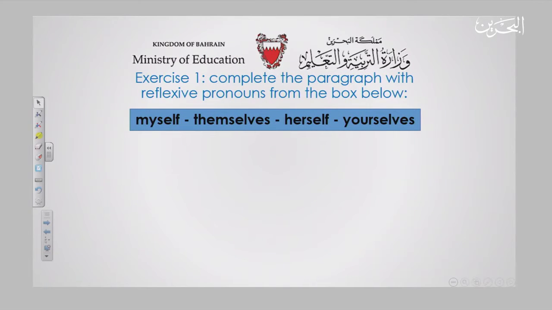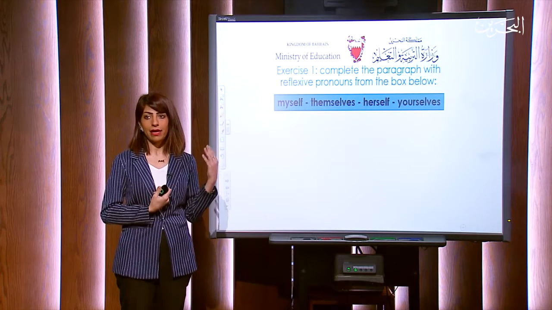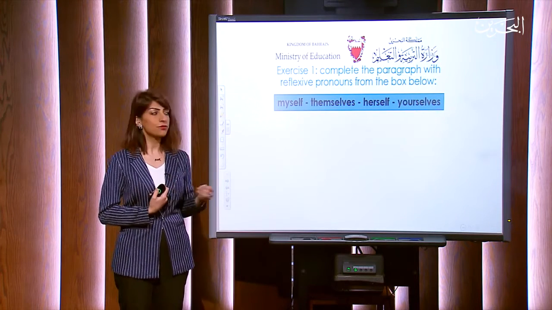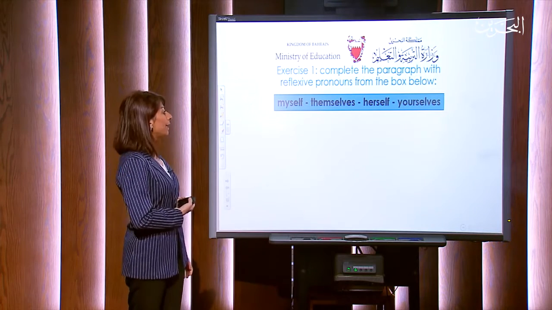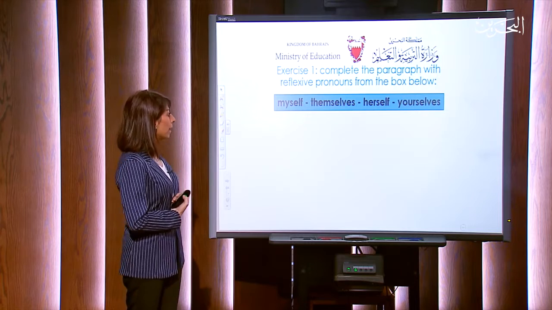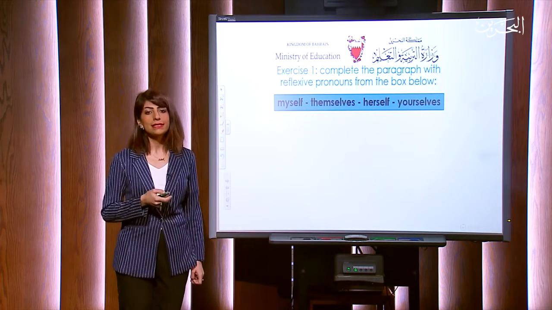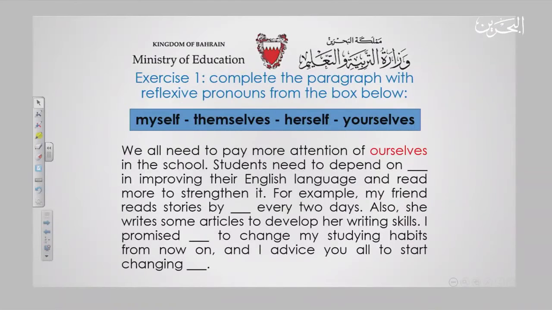I'll give you now an exercise. We're going to do this exercise together, or I'll give you 2 minutes to do it, and then we will check the answers together. Let's see. This exercise is telling you to complete the paragraph with reflexive pronouns from the blue box here. Pay attention. We have 4 reflexive pronouns: myself, themselves, herself, and yourselves, which is plural. So, we're going to read the paragraph together, and then I'll give you 2 minutes to do the exercise.